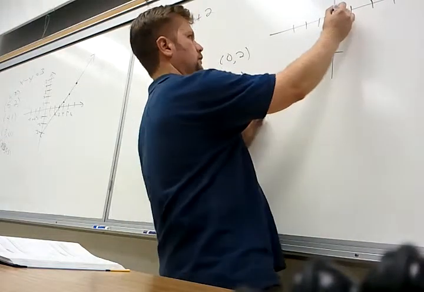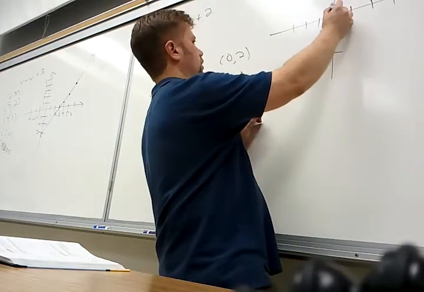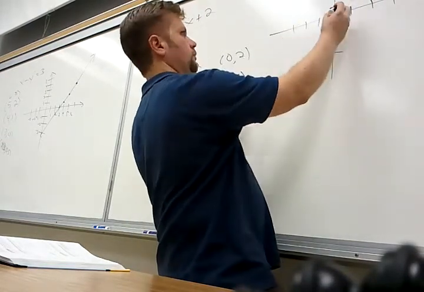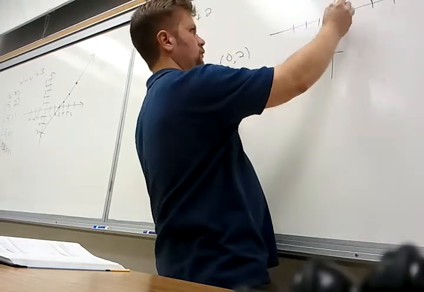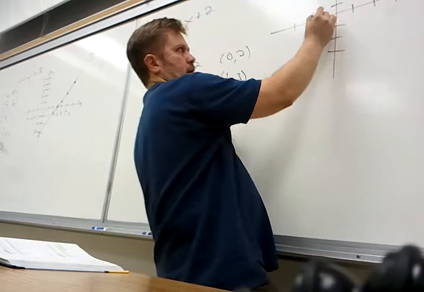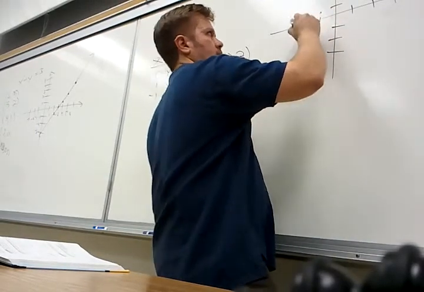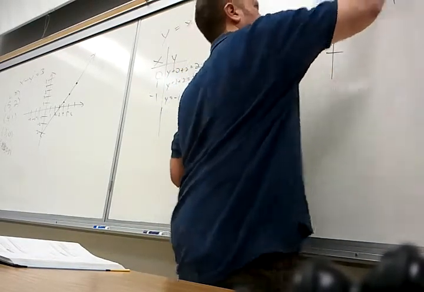(0, 2). So I go 0 this way, I only go up 2. (1, 3): 1, and then up 3. (Negative 1, 1): negative 1, back 1, up 1. And thank God they do line up.